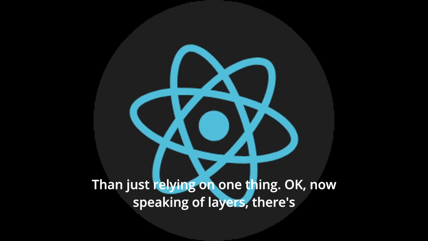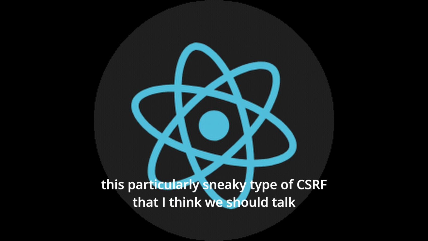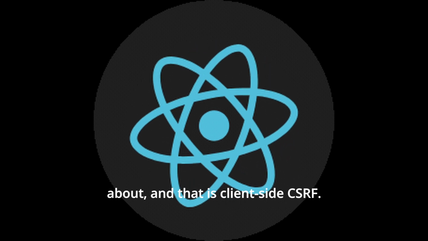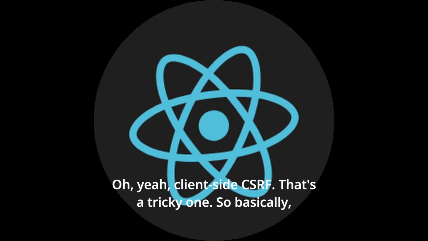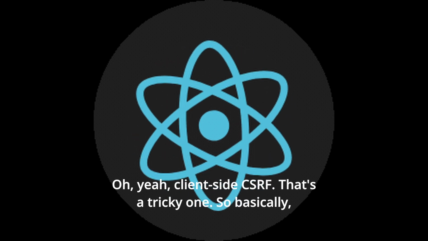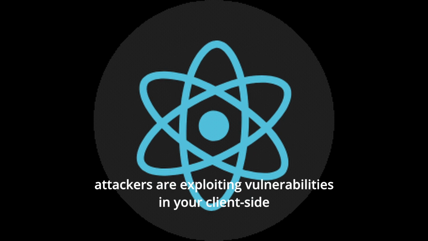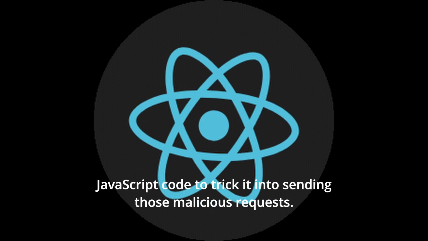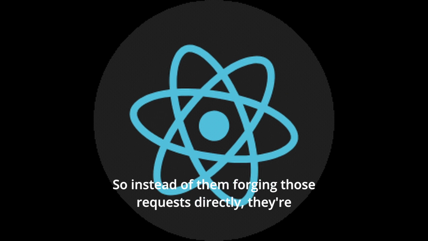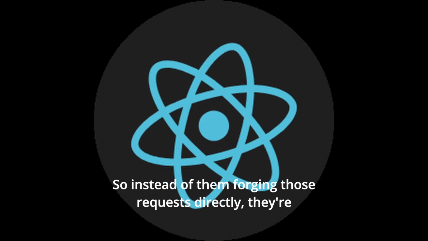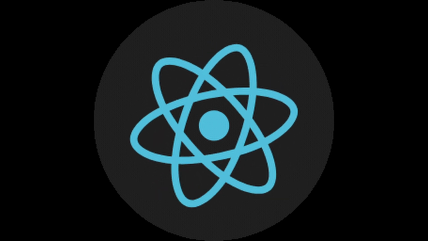Yeah. Okay. Now speaking of layers, there's this particularly sneaky type of CSRF that I think we should talk about, and that is client-side CSRF. Oh yeah, client-side CSRF. That's a tricky one. So basically, attackers are exploiting vulnerabilities in your client-side JavaScript code to trick it into sending those malicious requests. So instead of them forging those requests directly, they're actually manipulating your code to do it for them. Yeah, it's pretty sneaky. Pretty devious.